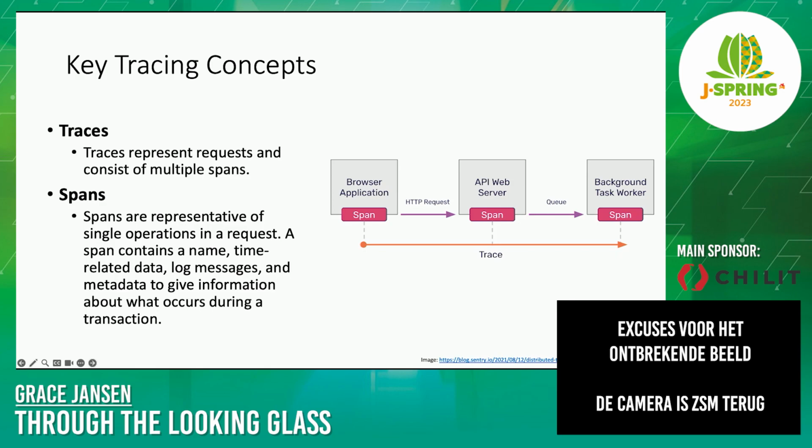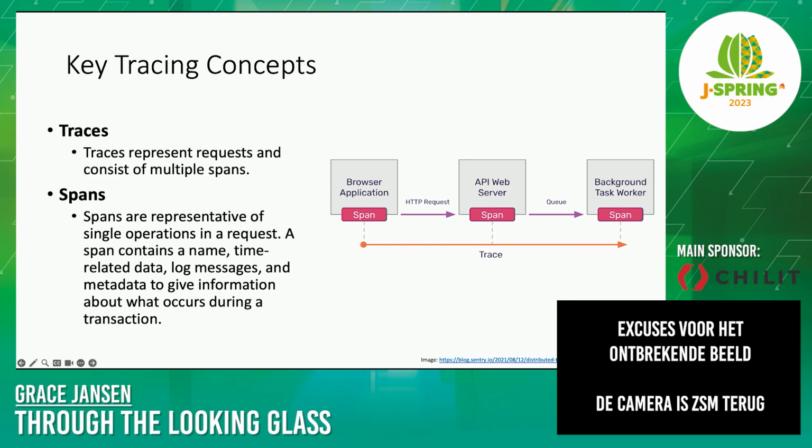Kind of obvious. So traces are important in tracing because they represent requests that span through multiple different microservices, and they consist of multiple spans. So you can see in my image here on the right-hand side, I've got multiple different microservices. I've got HTTP requests going between them. Each one has a particular span, and those spans form the trace. Spans are essentially single operations in a request.